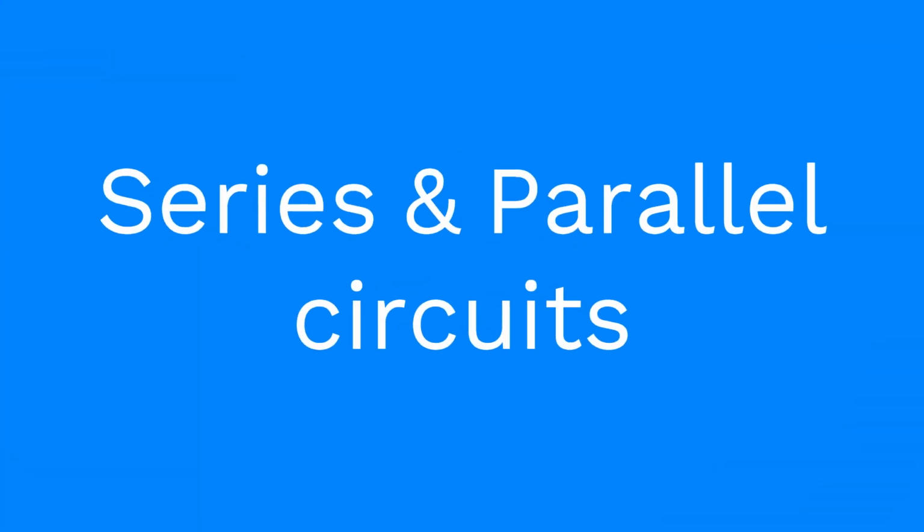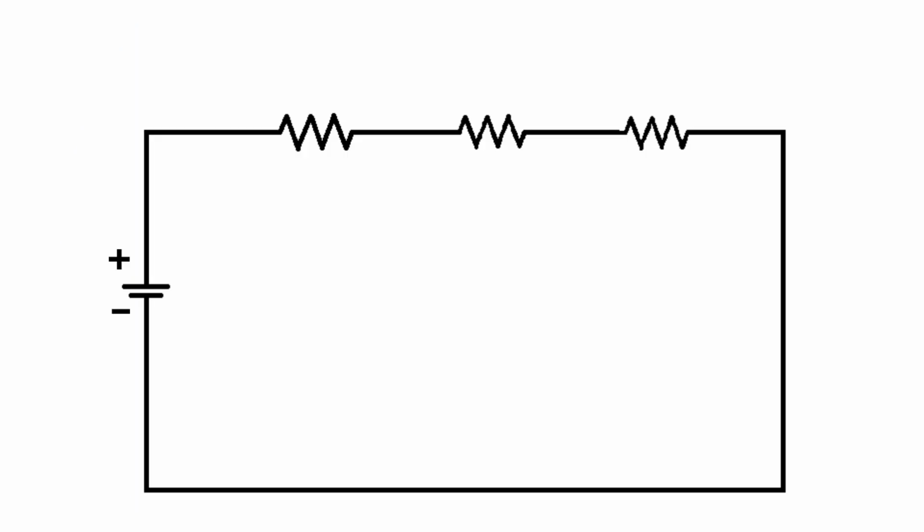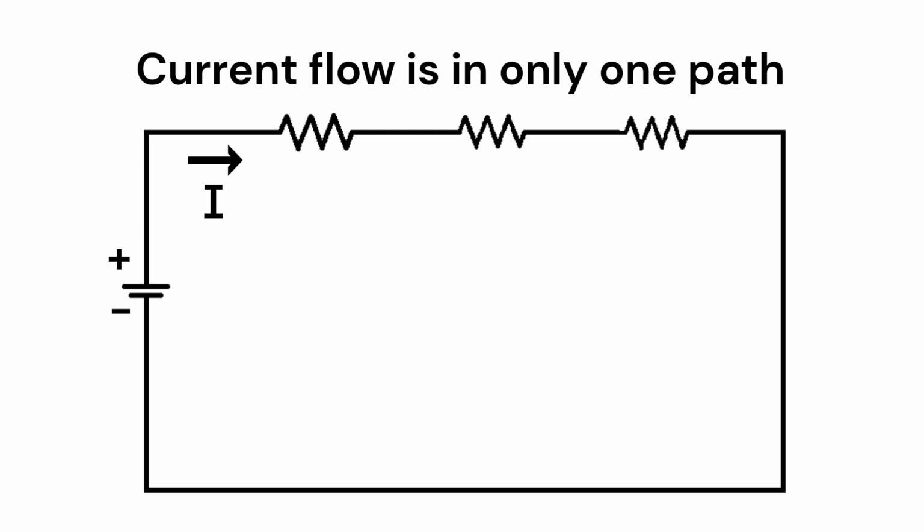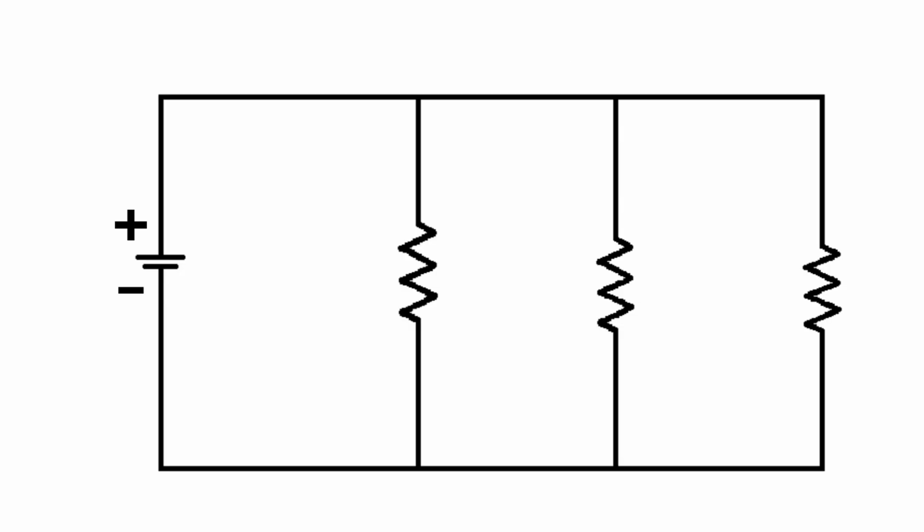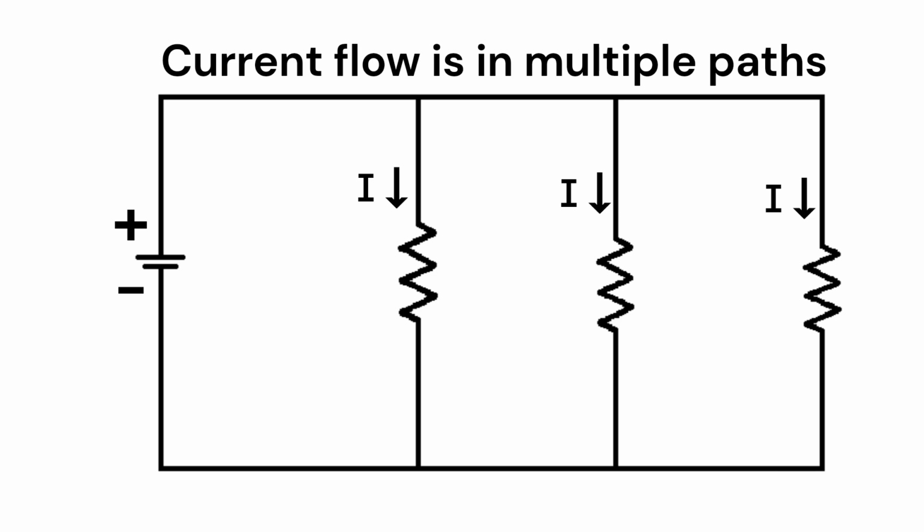Hello, in this video we are going to discuss series and parallel circuits. To put it simply, a series circuit is where the current has only one path to flow within the circuit, and a parallel circuit has the current flow through two or more paths.